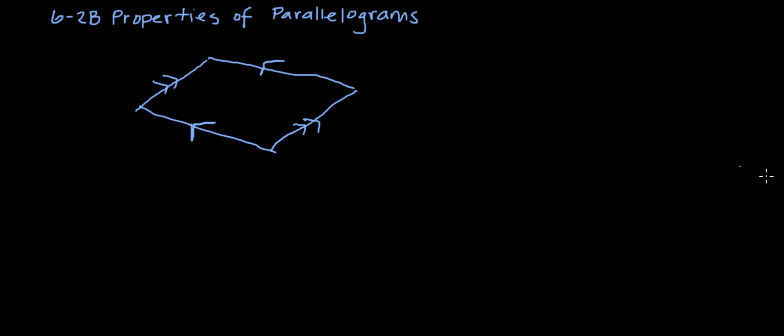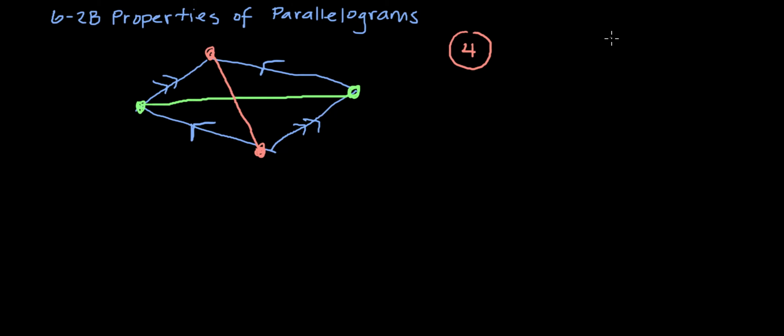Okay, so for this next property, I have to introduce a new set of lines, and they're called the diagonals. So we have this line right here. When you connect two non-adjacent vertices, what you get is a diagonal. But we have more than just that diagonal. We have a second diagonal, right here. Now, what's interesting about these two diagonals is this property, property number 4. What this property says is that the diagonals bisect each other.